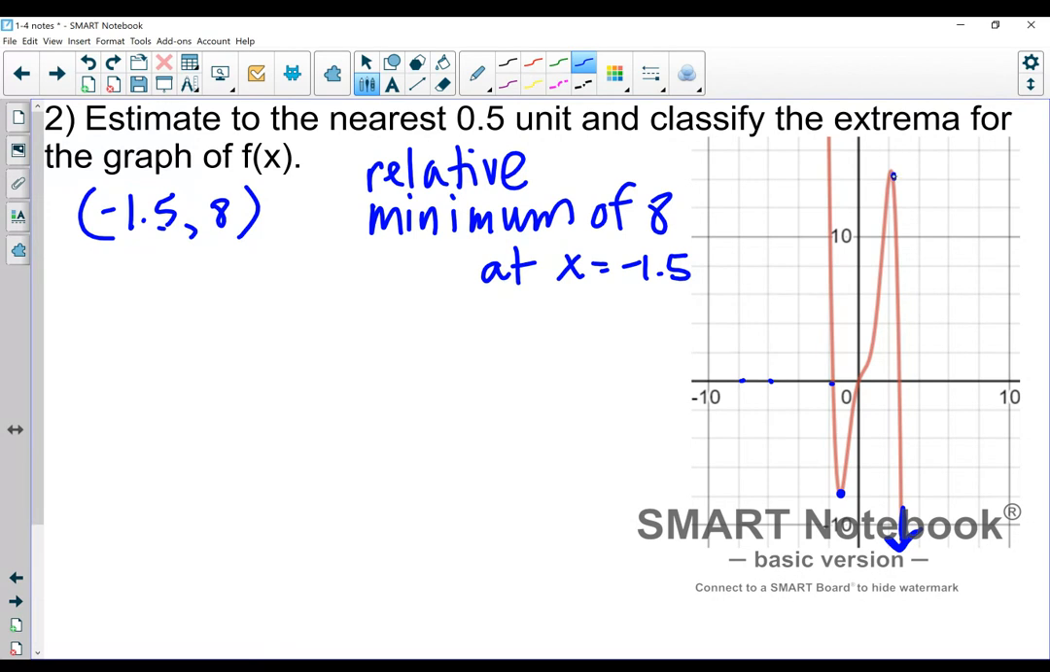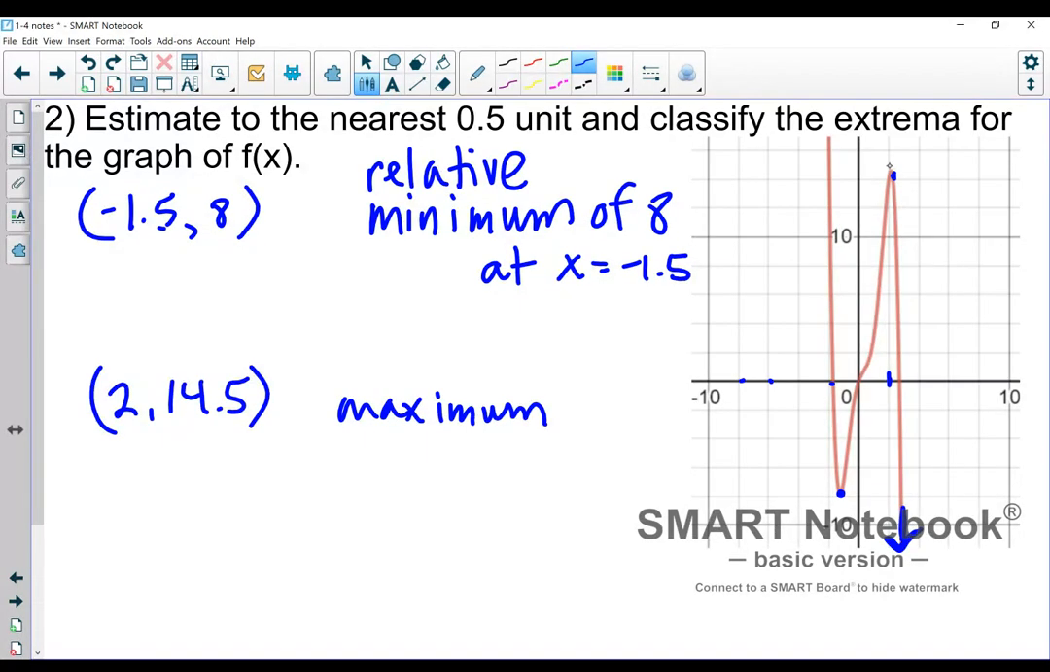My other one looks like it happens pretty close to 2 for x, and then 10, 12, 14, maybe 14.5. So 2, 14.5. And it's a maximum. And we need to decide again, is it a relative or absolute?